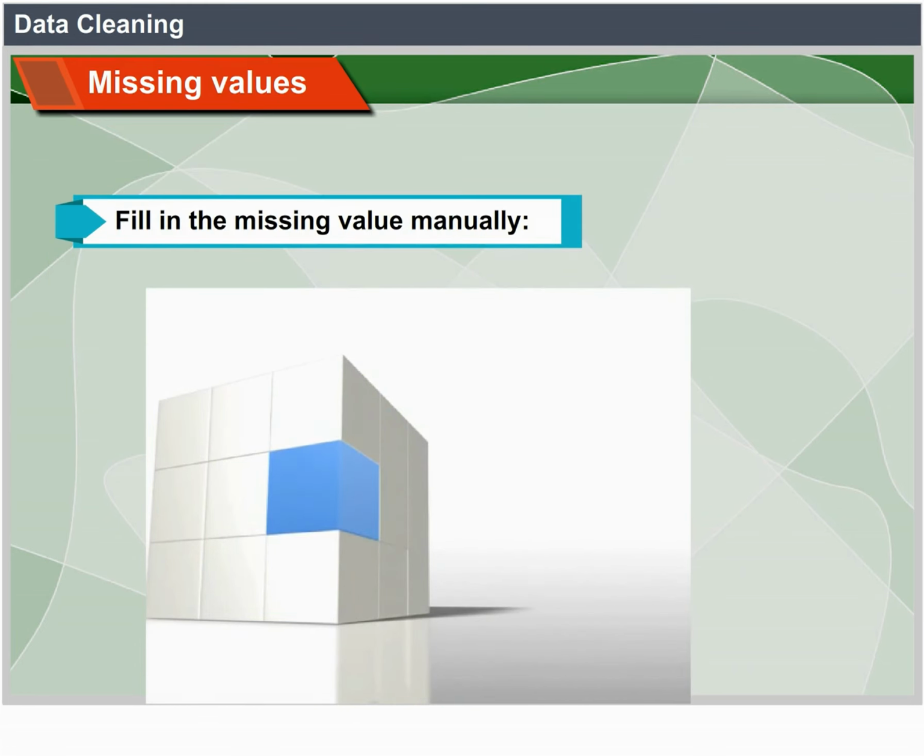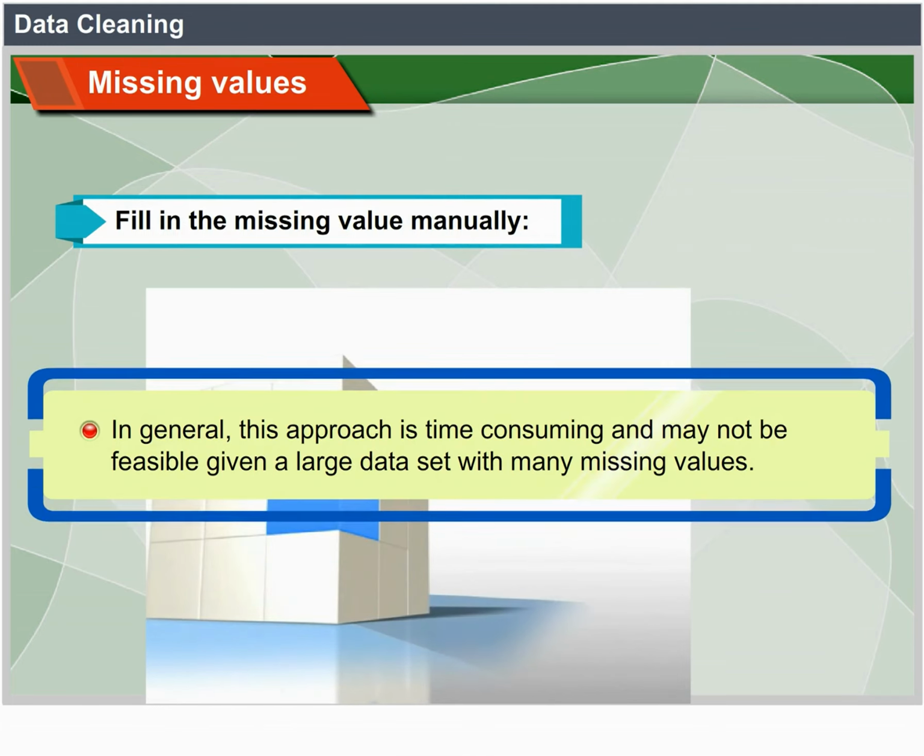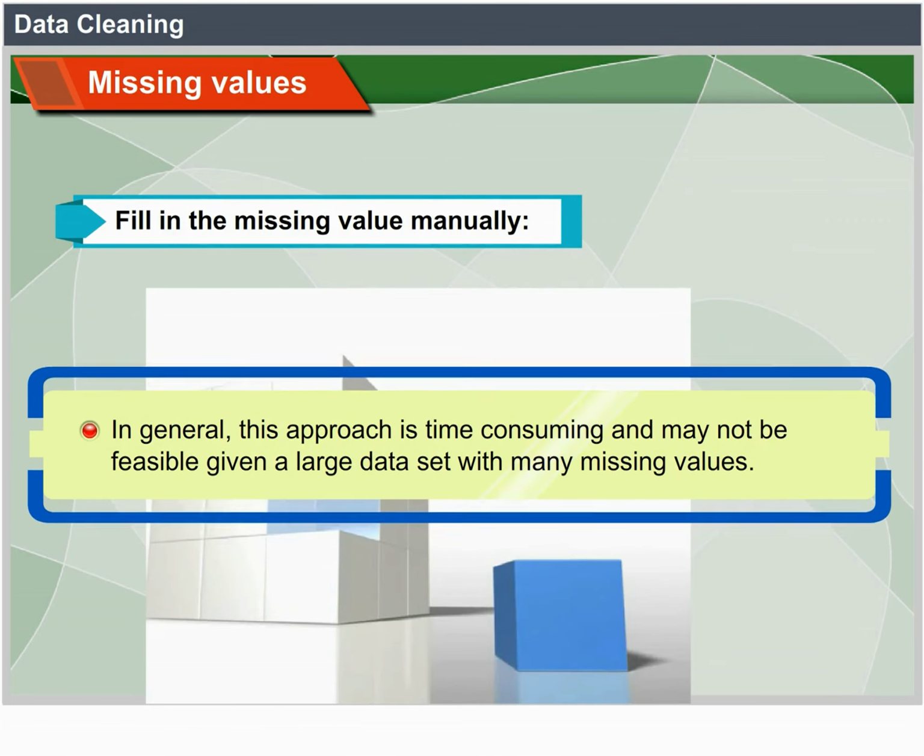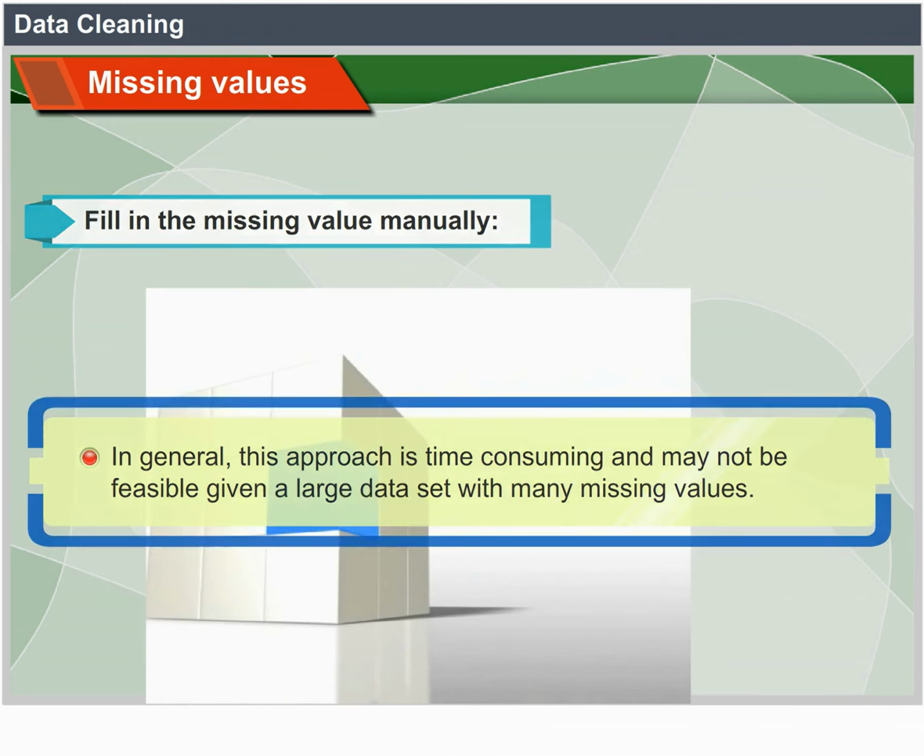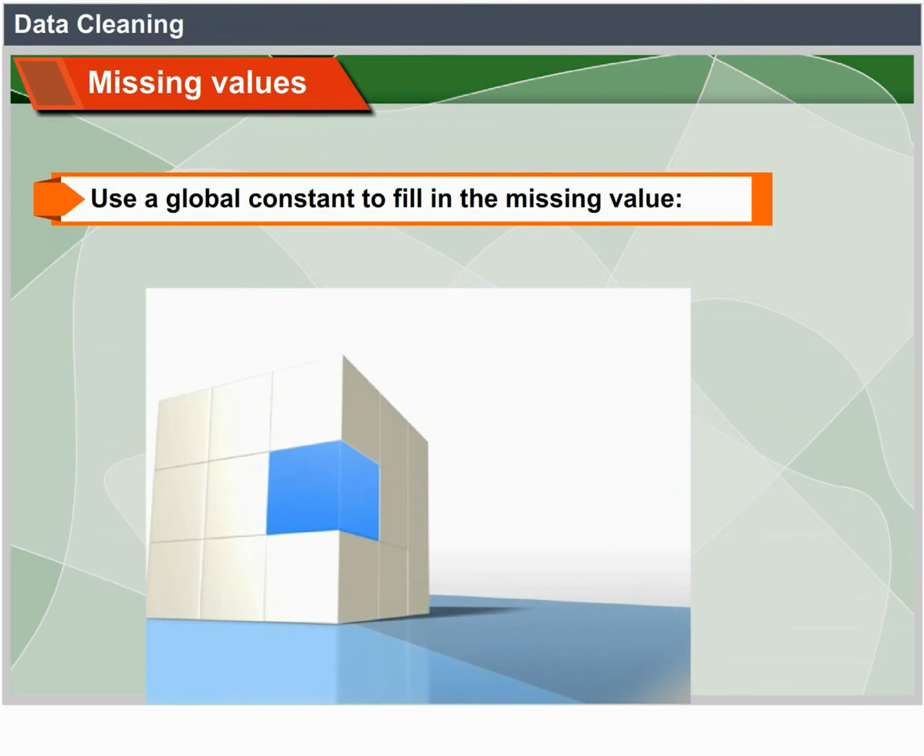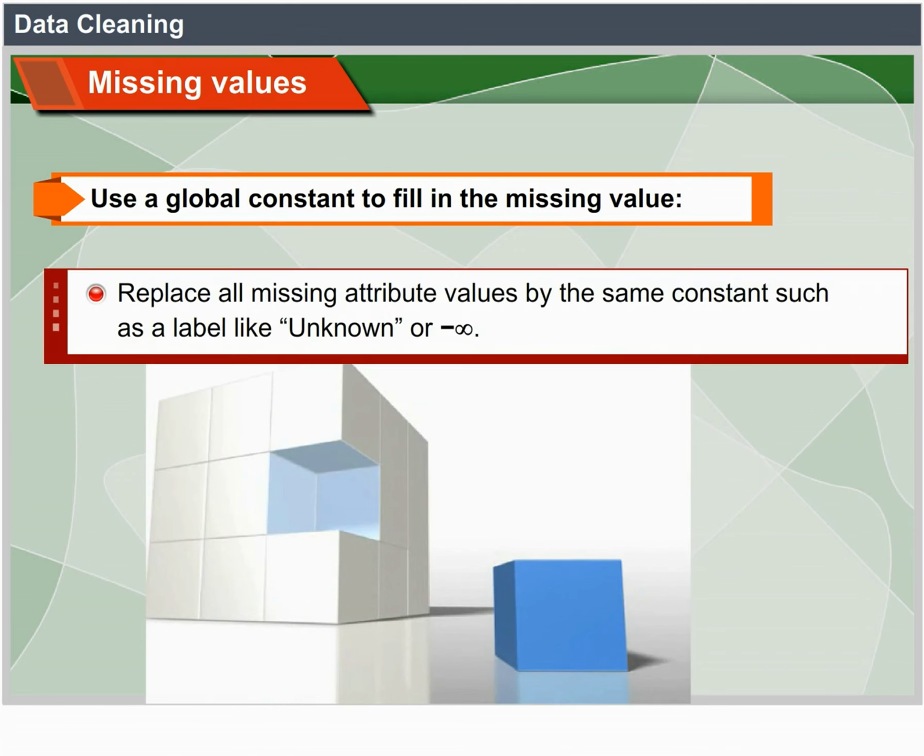Fill in the missing value manually. In general, this approach is time-consuming and may not be feasible given a large data set with many missing values. Use a global constant to fill in the missing value. Replace all missing attribute values by the same constant such as a label like unknown or -infinity.